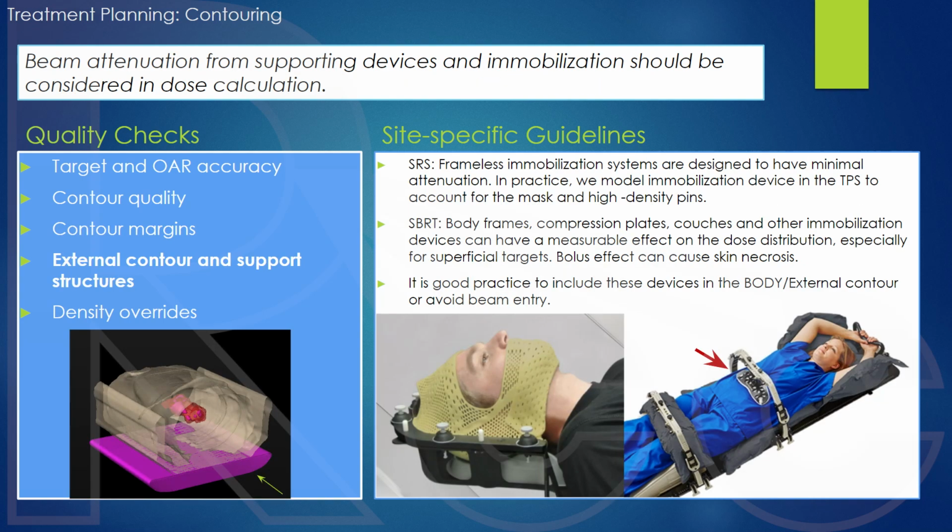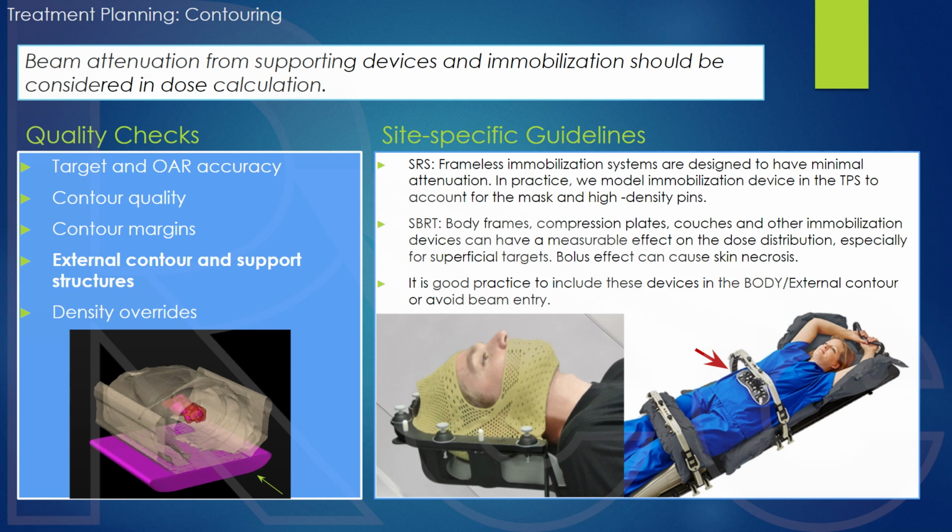So what about immobilization devices and things that can attenuate the beam? Really, these supporting devices and immobilization devices should be considered in the dose calculation. For SRS, frameless immobilization systems are designed to have minimal attenuation. In practice, we do model the immobilization device in the treatment planning system, and this is done to account for the high density pins. For SBRT, the body frames, compression plates, couches, and other immobilization devices can have a measurable effect on the dose distribution.